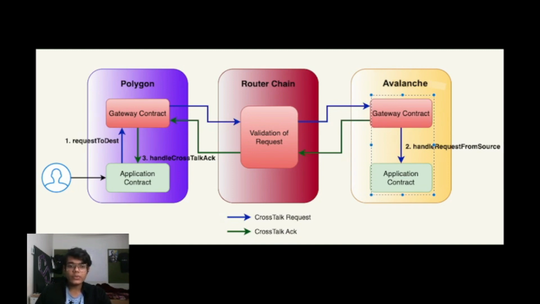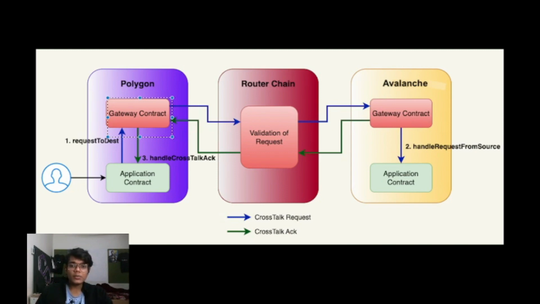And the last function which we have is handle crosstalk acknowledgement. When the execution is completed on the destination chain, the acknowledgement, whether the transactions are executed or not, is sent through the gateway contract of the destination chain to the gateway contract of the source chain. And then these acknowledgements are sent to the application contract, which has a function named handle crosstalk acknowledgement, and transfers this acknowledgement to this function, which helps us to identify whether the functions on the destination chain got executed or not.